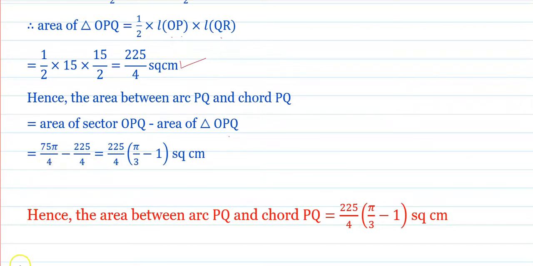Take 225 by 4 common, and in bracket you will get pi by 3. Here 225 is not there, so multiply numerator and denominator by 3. Then you will get 225 upon 12. If you take 225 by 4 common, then in bracket you will get pi by 3 minus 1 square centimeter. And hence the area between arc PQ and the chord PQ is equal to 225 by 4 in bracket pi by 3 minus 1 square centimeter.